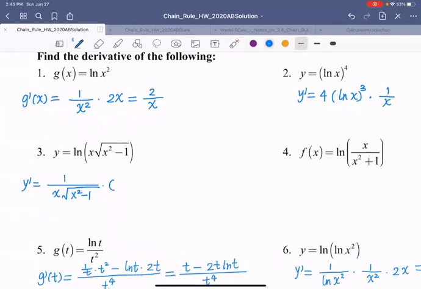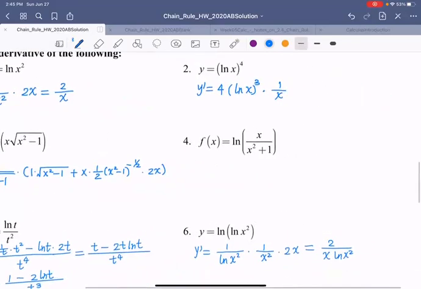So it's 1 times square root of x squared minus 1 plus x times 1/2 times x squared minus 1 to the negative 1/2. And what else? Times 2x. Very good. That's it. You made it.